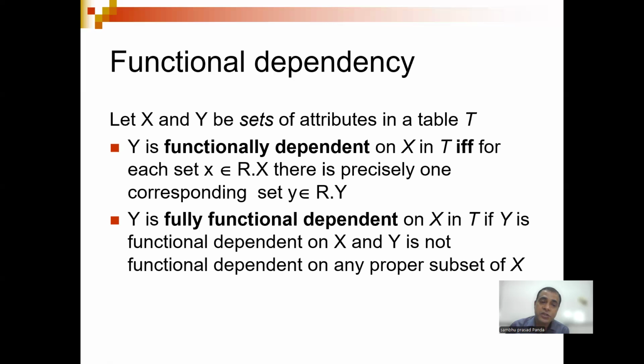Okay. In a second way, we can say that Y is fully functionally dependent on X if Y is functionally dependent on X and Y is not functionally dependent on any proper subset of X. Fine. So X and Y are two attributes. X has many values, Y has many values, but each value of X is uniquely associated with a single value in the Y column. So this is the idea of functional dependency.